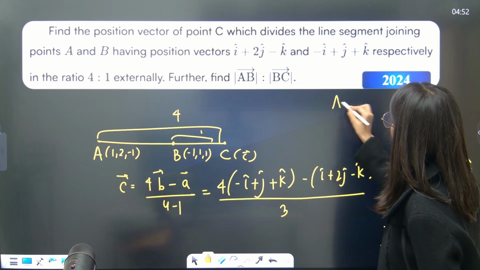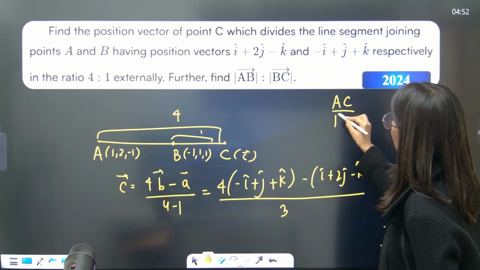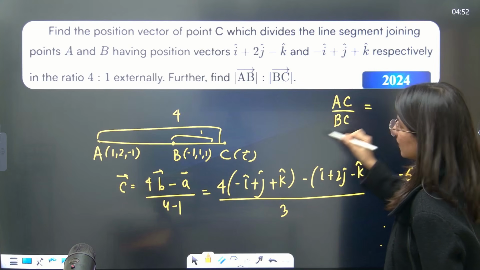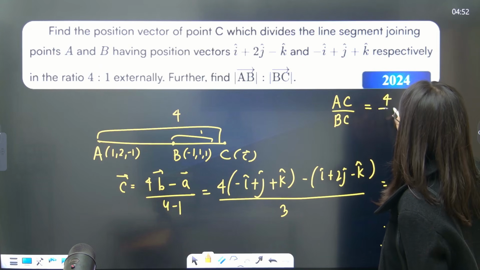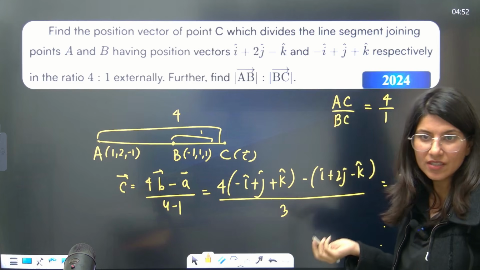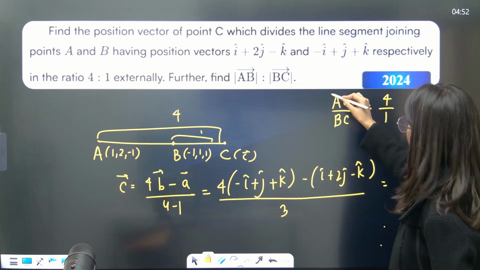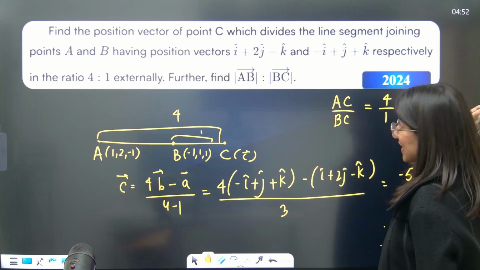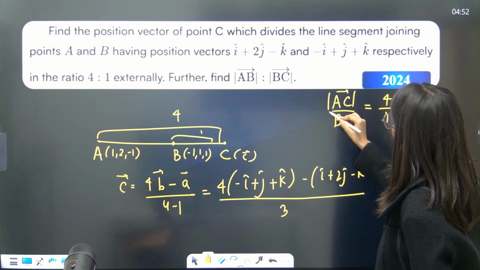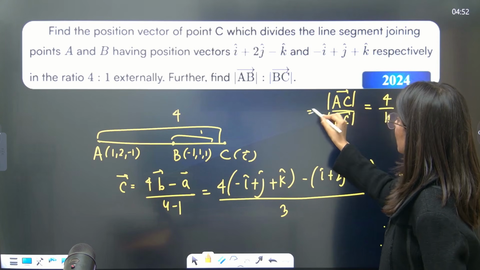See, AC upon BC is nothing but 4 upon 1. AC, external division is right there. So AC, magnitude is this. Can you see the AC vector? You can write it this way. This is a shortcut which I am giving you.